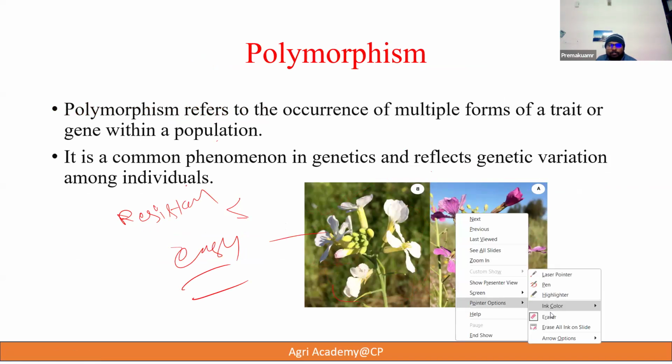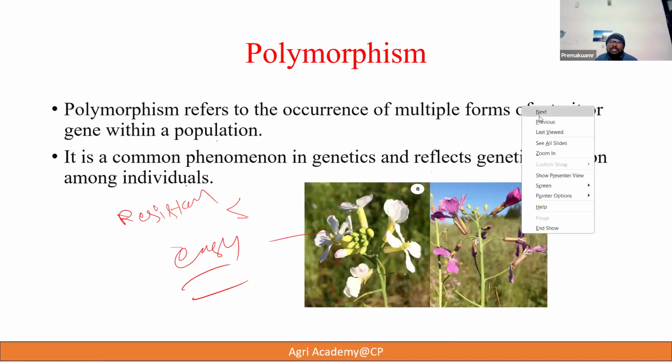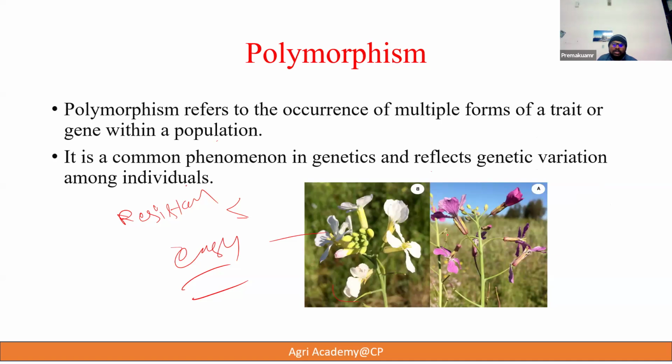But if it is flower color, we can easily classify. Why is it so? Because it is visible to our eyes. The trait is visible to our eyes. That's why it's easy to classify them into two different individuals. But resistance is invisible and it needs a congenial environment. It has to develop some symptoms.